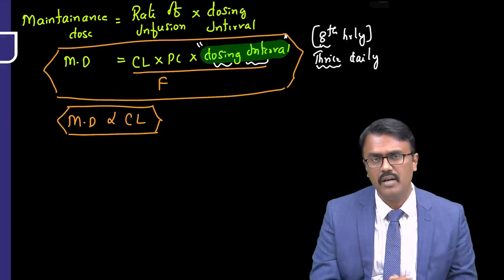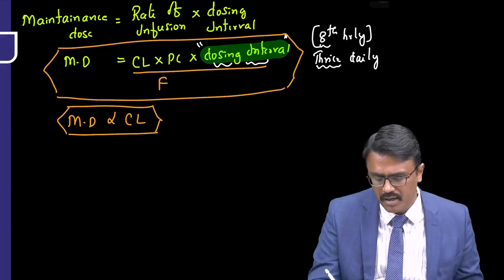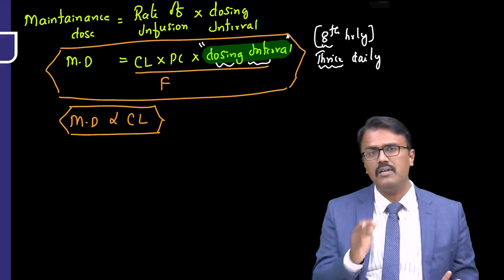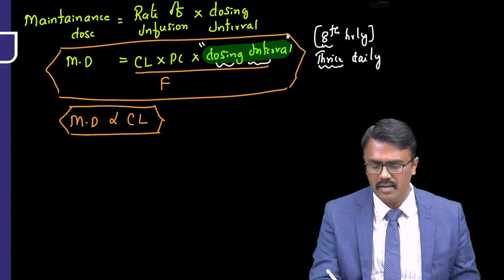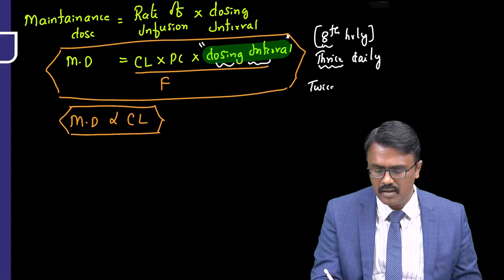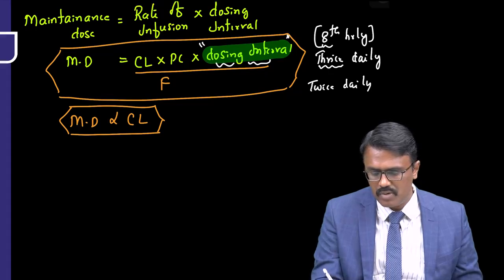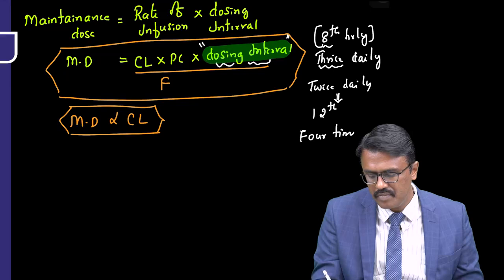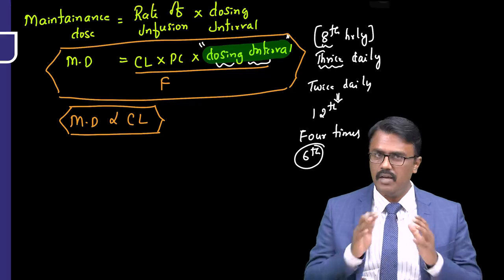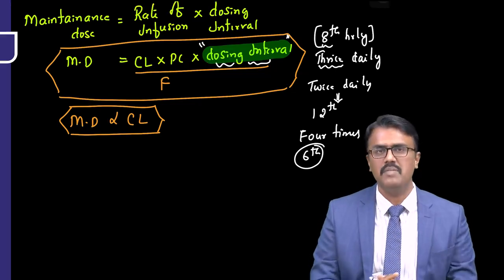Now many times what happens, you will try to put 3 there. If you put 3 there, you are getting a wrong answer. So if they are giving thrice daily, you have to write 8th hourly. If they have given twice daily, then what number you will put there? You have to put 12th hourly, 12 as the number. If it is given 4 times daily, then you have to write 6th hourly. So you have to substitute 6 there. Very, very important. Most of them have made mistakes with that.